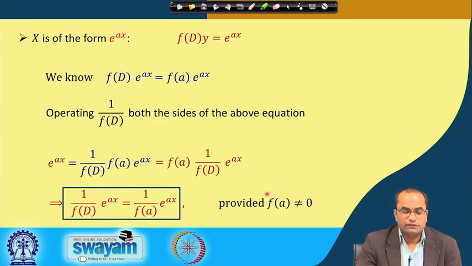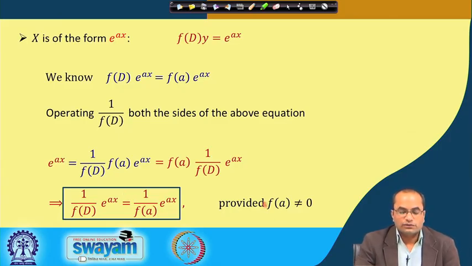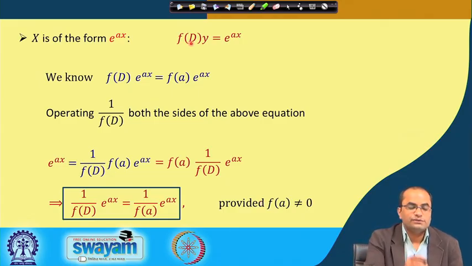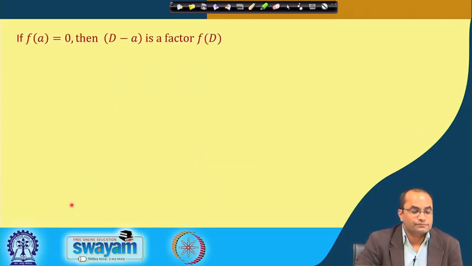But it should be noted here that this f a should not be 0, otherwise we cannot divide here and this formula will not be valid. So, this is again an important point, that f a should not be equal to 0, otherwise this does not make sense. Now, the question arises that what will happen if this f a is 0. So, we have this f d, and when we substitute this a here, and if this becomes 0, then what will be the changes in this particular integral.